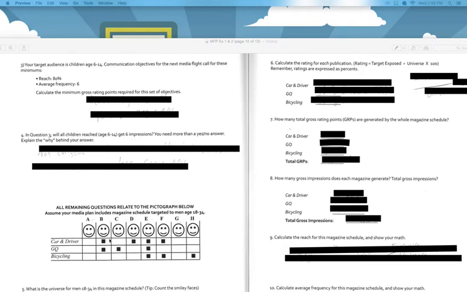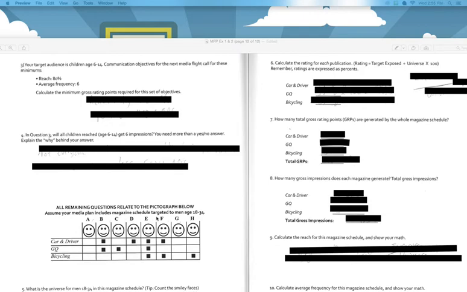And so, pretty easy when we look at the universe. Remember, we have 8 people in the universe. So Car and Driver, we have 1, 2, 3, 4. 4 is going to be the target exposed for Car and Driver. GQ is 1, 2, 3, as well as Bicycling magazine, which is going to be 1, 2, and 3. So we just plug in the math. So we know the target exposed is based on 4, 3, and 3.